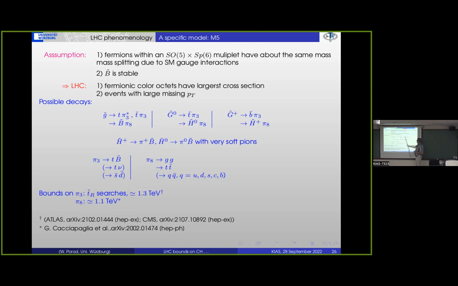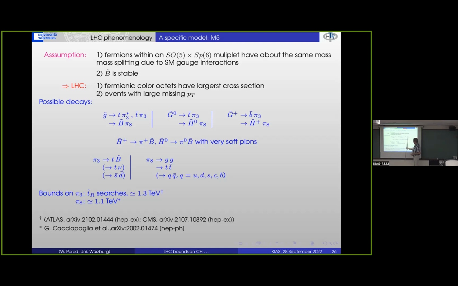And what I know, of course, is from the LHC that we have the color octets giving the larger cross sections. And because this guy here is stable and it's lighter, what we will assume is that we will have, like in supersymmetry, events with missing energy. Which implies we can really reuse SUSY searches to constrain this model here, despite the fact it's composite.